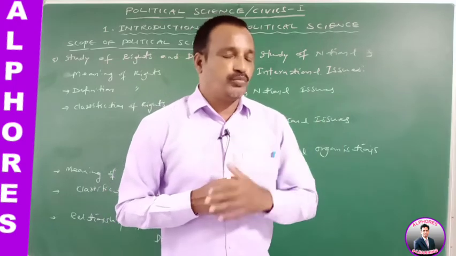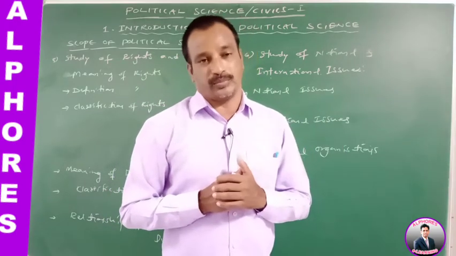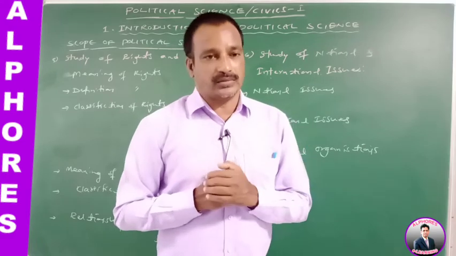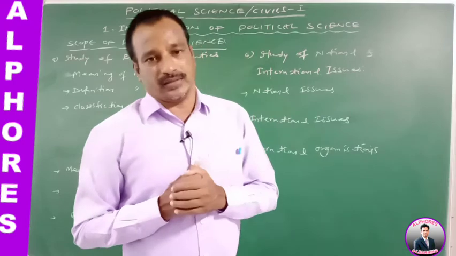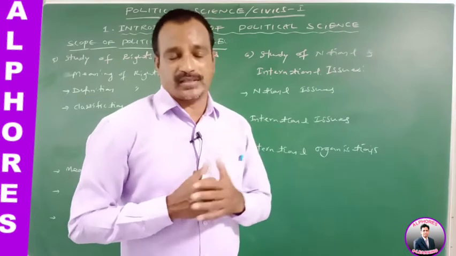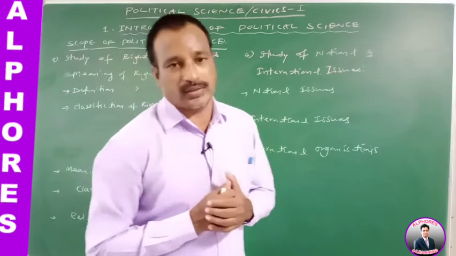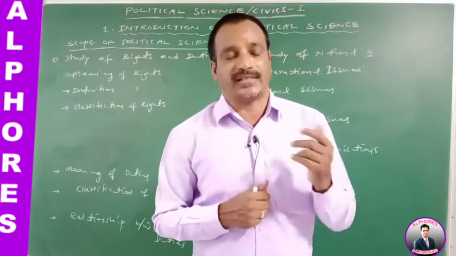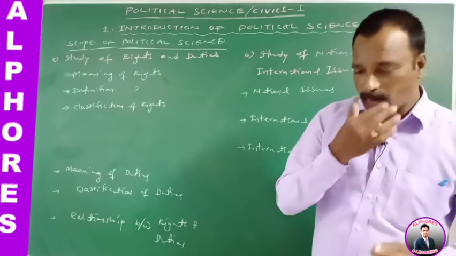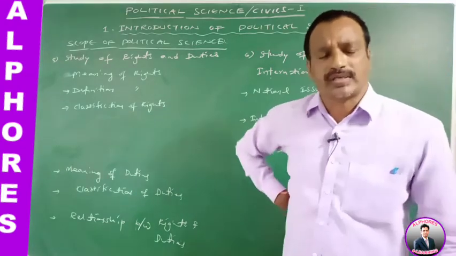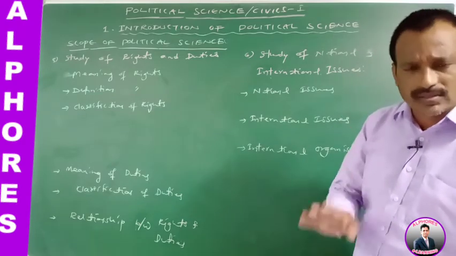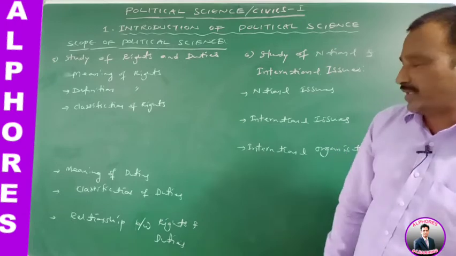Then the word politics is derived from a Greek word, polis, P-O-L-I-S. In the Greek language, polis means city-state. City-states existed during the period of Aristotle. What are the important Greek city-states? Athens, Sparta, Corinth, Miletus, Macedonia, etc. Then Aristotle is called the father of political science because he separated political science from philosophy and developed it as a separate independent subject. Hence, he was called the father of political science.